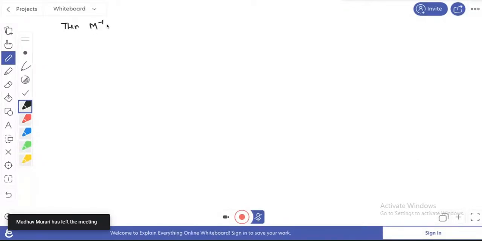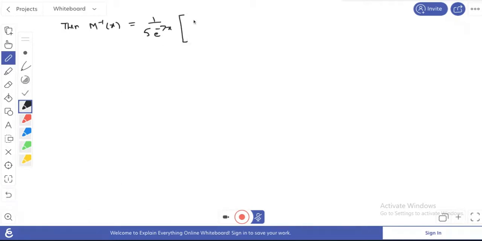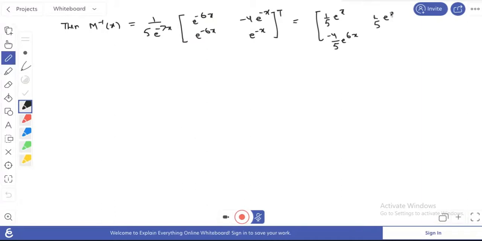So what is M inverse? M inverse is 1 upon mod of M, this is e to the power minus 7x, and then the cofactor transpose, so this becomes minus 4, e to the power minus x, and here e to the power minus x, and transpose of that. So our inverse is 1 by 5 e to the power x, minus 4 by 5 e to the power 6x, and here 1 by 5 e to the power x, and here 1 by 5 e to the power 6x. So this is your inverse.